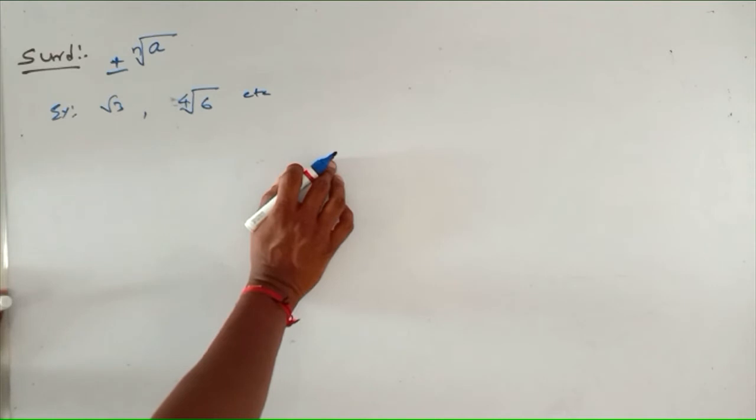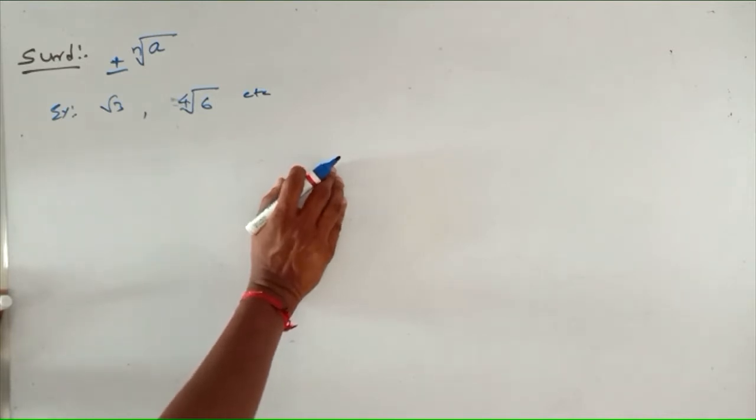Even pi is an irrational number but not a surd. That means not all irrational numbers are surds, but all surds are irrational numbers. 90% of irrational numbers can be represented as surds.